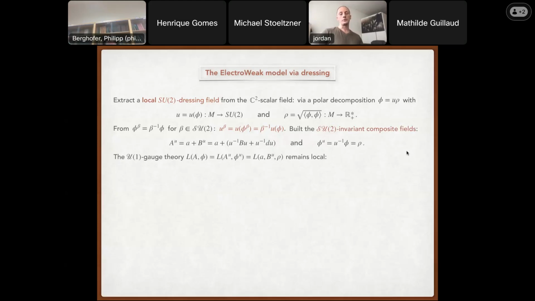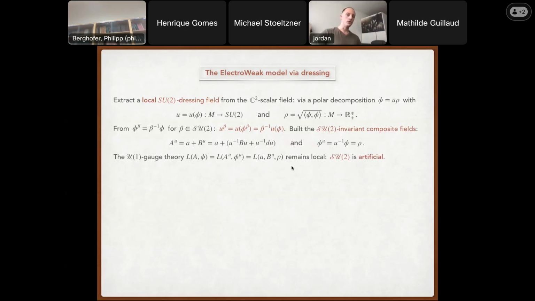And now by proposition 2.3, you can rewrite the theory in terms of the dressed variables, the SU2 invariant fields, and this will simply be a U1 gauge symmetry, right? You have killed the SU2 subgroup, you are left with only U1 gauge symmetry in that theory, and it is totally local. So you could argue, again, in the light of the criterion that we've been discussing, that SU2 is artificial.